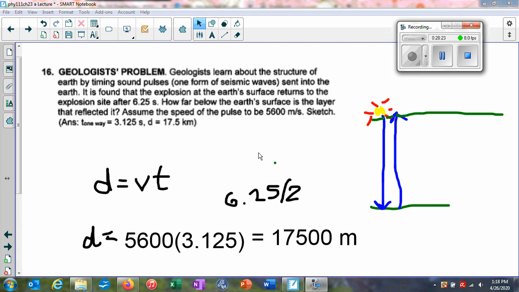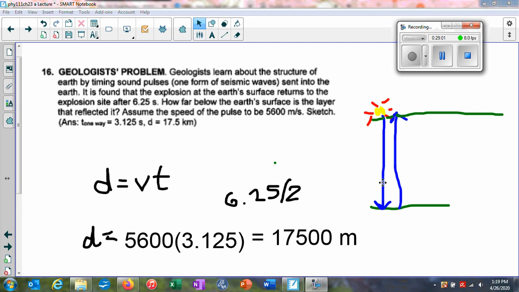Geologist problem. Geologists learn about the structure of Earth by timing sound pulses, which is a form of a seismic wave, sent into the Earth. It is found that the explosion at the Earth's surface, I've made a little explosion here, returns to the explosion site after 6.25 seconds. So that wave goes down and comes back up. What I want to know is how far below the Earth's surface is the layer that reflected this wave generated by the explosion. I can assume that the speed of the pulse is 5,600 meters per second.